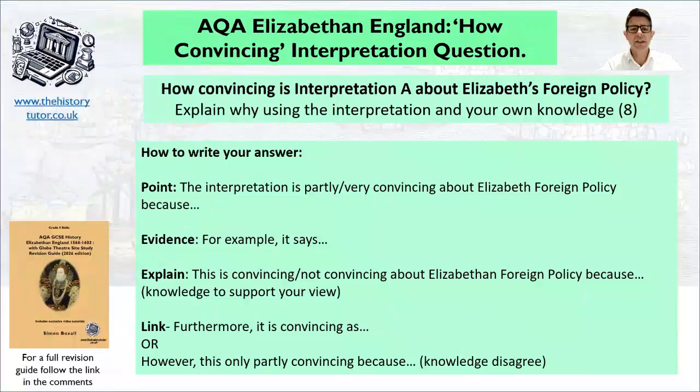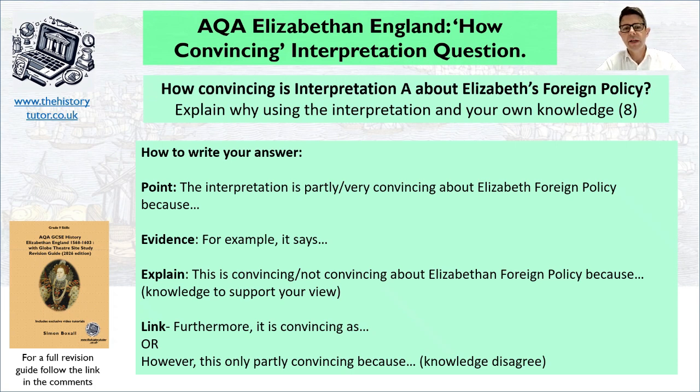So how do we write our answer? So we're still going to use our PEEL paragraph. We're going to give an opinion to start with. Interpretation is very convincing or partly convincing because, and we're going to give our argument. We're then going to give one sentence from the extract with a little quote maybe or a paraphrase to say the message of the extract.